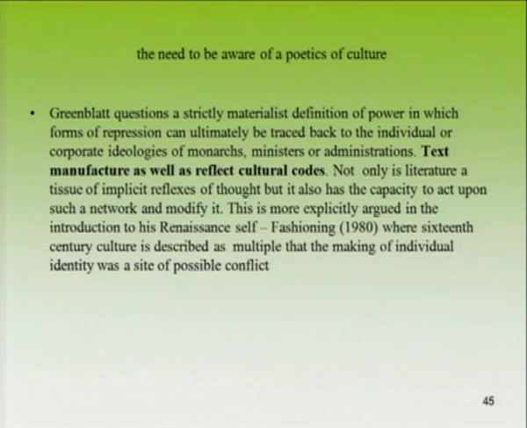So, Greenblatt questions a strictly materialistic definition of power, in which forms of repression can ultimately be traced back to the individual or corporate ideologies of monarchs, ministers, administrators, how they have influenced the state, what was the hierarchy of power, how was it that it influenced the production of literature or not. Texts manufacture as well as reflect cultural codes. Not only is literature a tissue of implicit reflexes of thought, but it also has the capacity to act upon such a network and modify it. So, it is somewhere close to materialism, right?